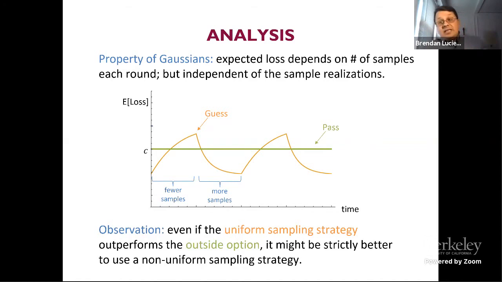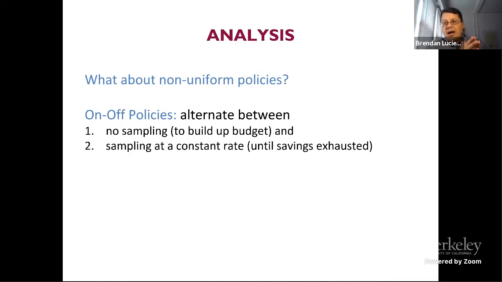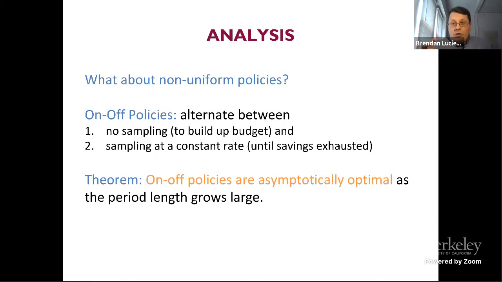So what is the optimal policy? What we show is that you can get to something asymptotically optimal by going one step more complicated than uniform sampling, right? We call these on-off strategies. The idea is to alternate between not sampling at all, just free riding off the information you gathered before and saving up your budget for some number of rounds, and then switching to sampling at a uniform rate until the budget you saved up is exhausted, and alternating back and forth. We call this on-off. Our first result is that on-off policies will be asymptotically optimal, and asymptotically here because we might need the period to grow large.